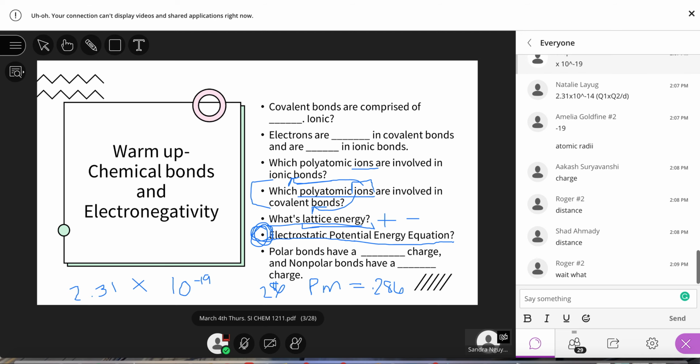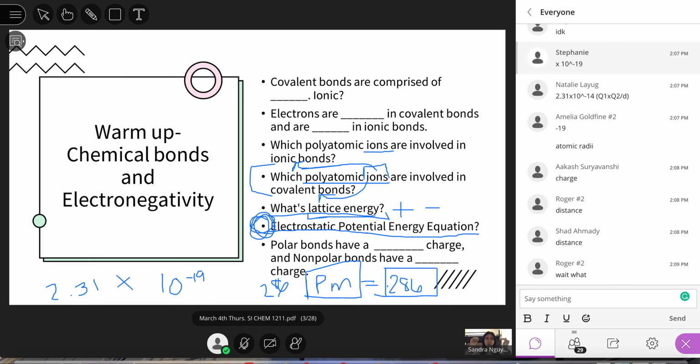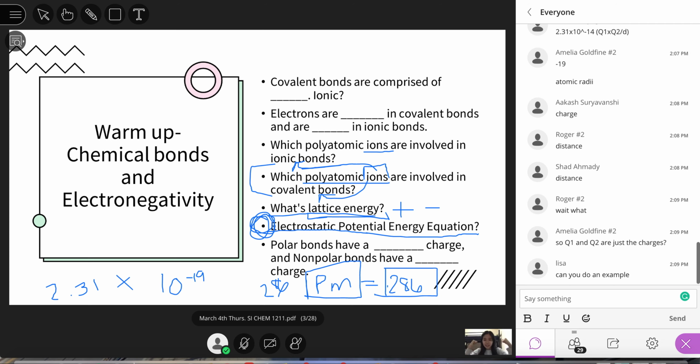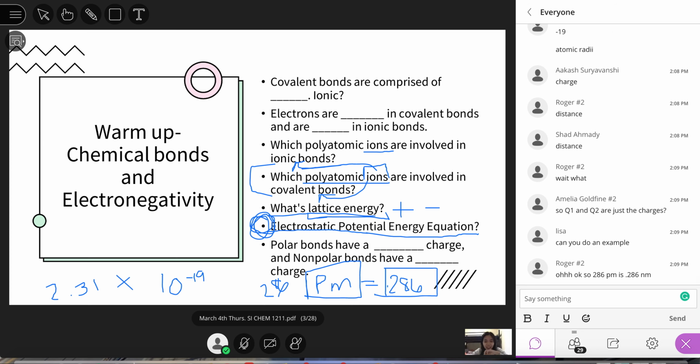So do we all know the equation now? Okay, now I'm talking about the units. For example, distance: if they give it to you in PM, convert it to nanometers, which is 0.286. You're just converting the distance, so you can get the upper caret correctly. Understand? Yeah, it's just the charges. I have an example in a little bit.